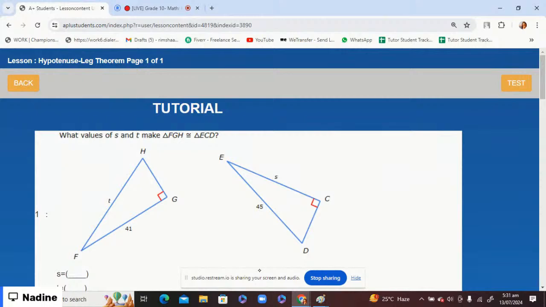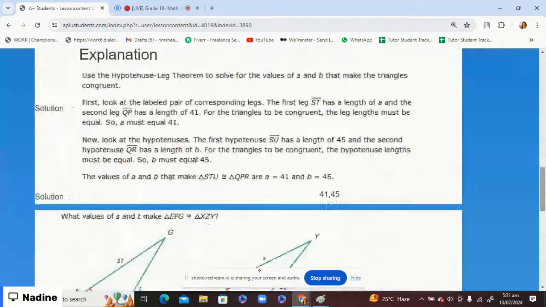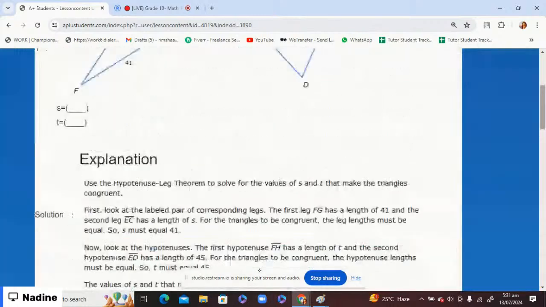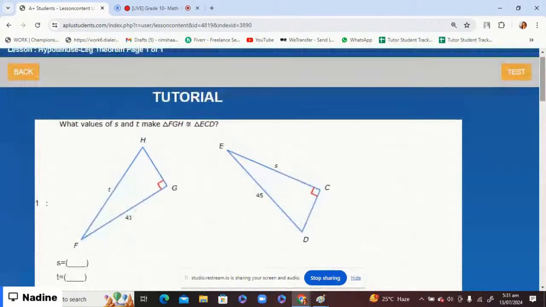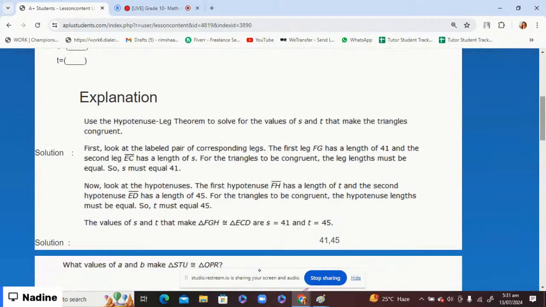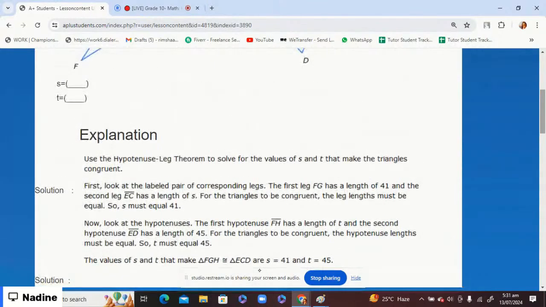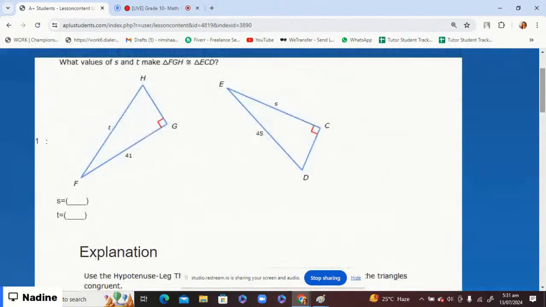Now let's do it. This is all about the explanations and then we will solve it, okay? What value of S and T makes triangle FGH congruent to triangle EDC? One length, 41, is given and the other length is 45. So when your S is 41 and your T is 45, these triangles are the same.